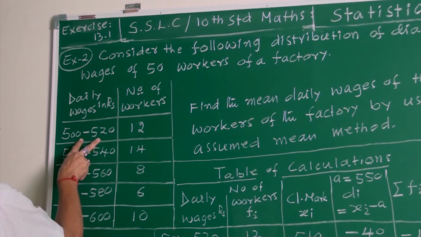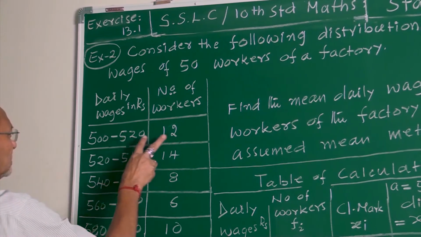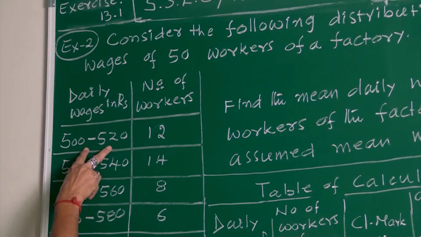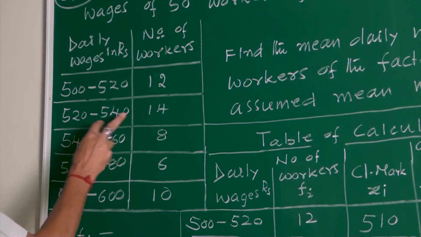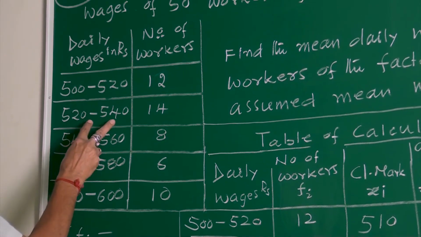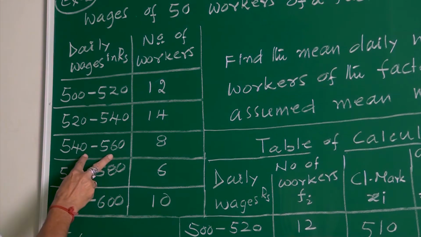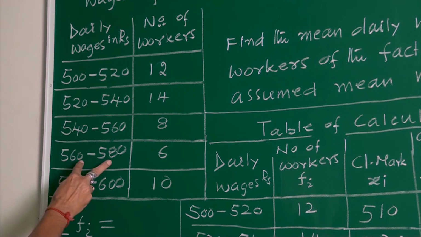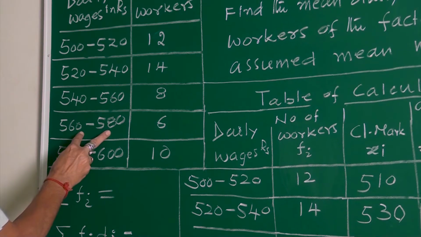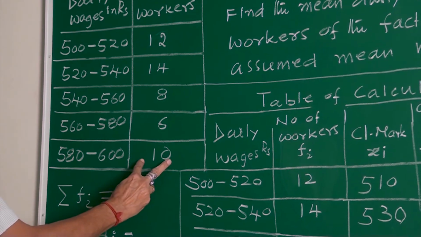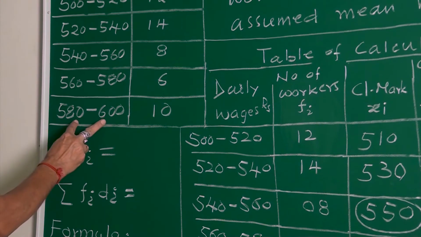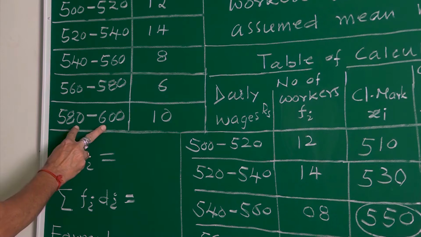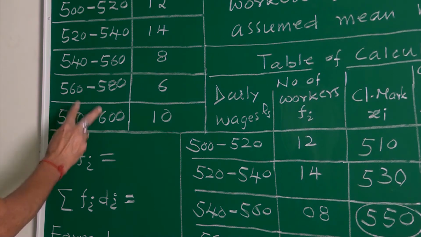The pay scale is between 500 to 520. There are 12 workers working between 500 to 520, 14 workers between 520 to 540, 8 workers between 540 to 560, 6 workers between 560 to 580, and 10 workers working between 580 to 600 rupees.